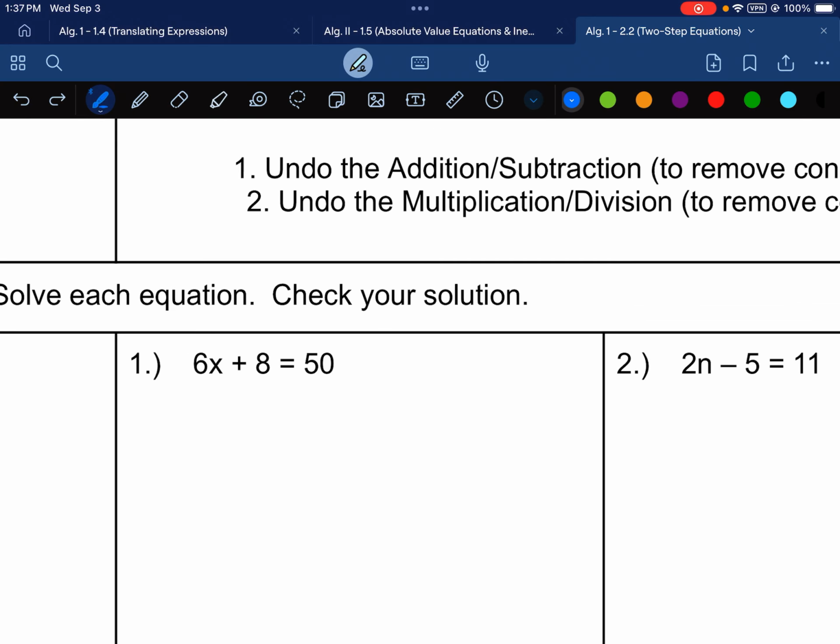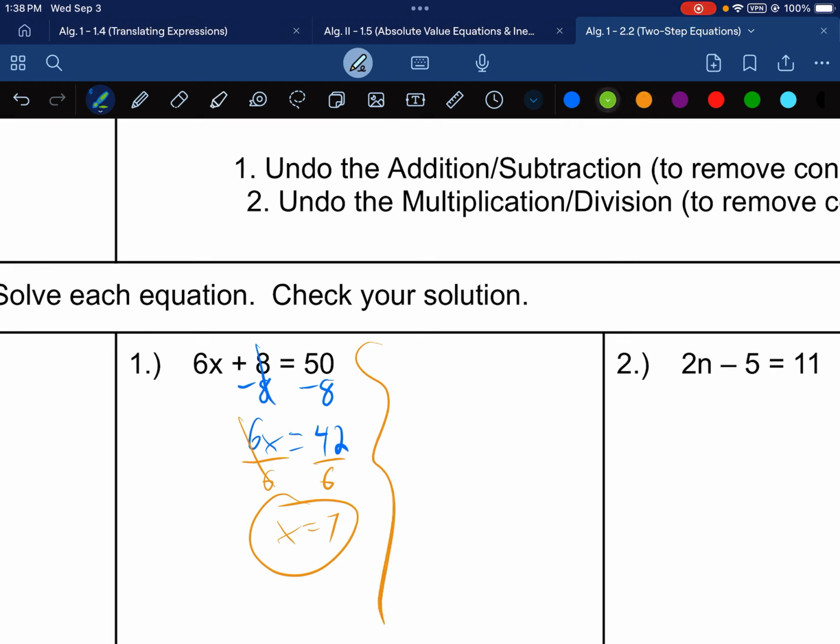So here on number 1, solve the equations, check your solutions. Our x, what is happening to it? It's being multiplied by 6 and added by 8. And like we saw up above, we're supposed to undo the addition and subtraction first. So we undo the addition of 8 by subtracting 8 from each side of the equal sign. 8 minus 8 is 0, and we get 6x equals 42. Now this turns into a one-step equation, where to undo the multiplication of 6, we divide both sides by 6, giving us x equals 7.